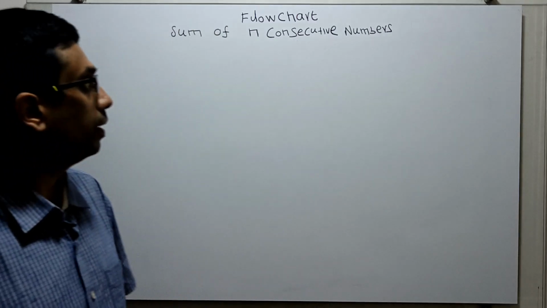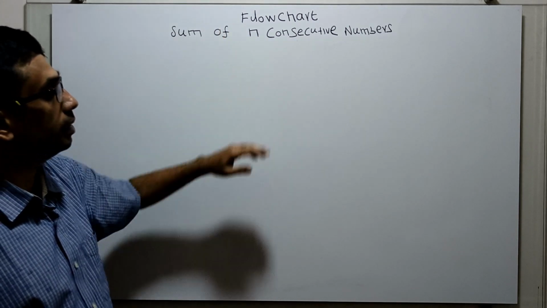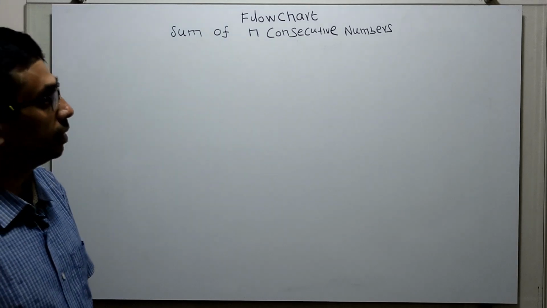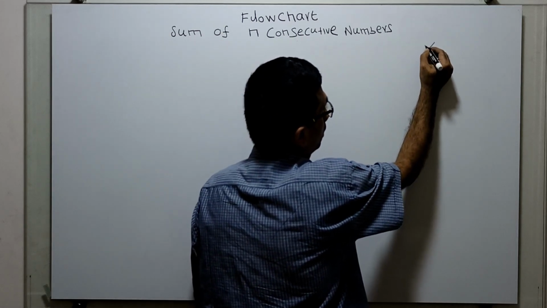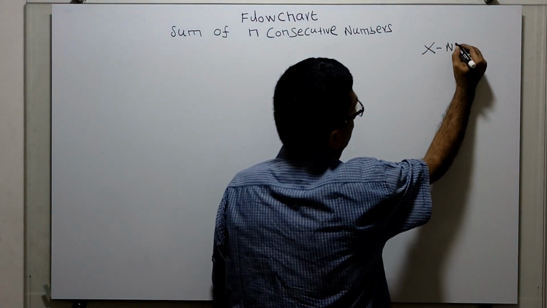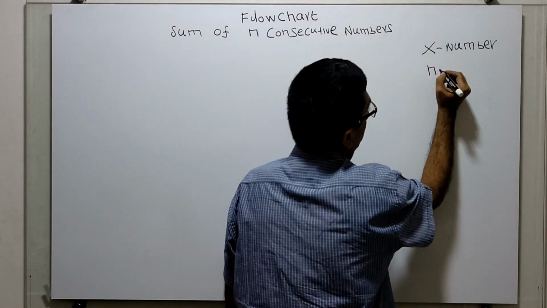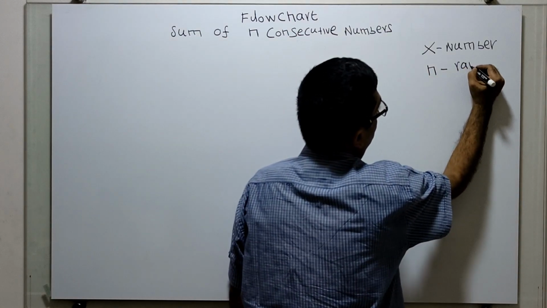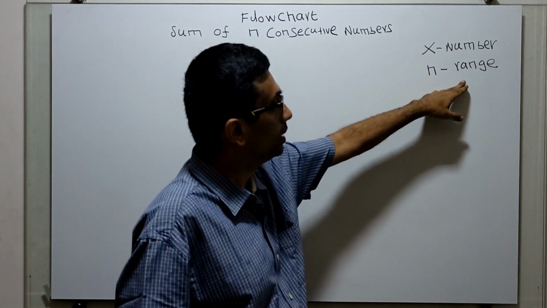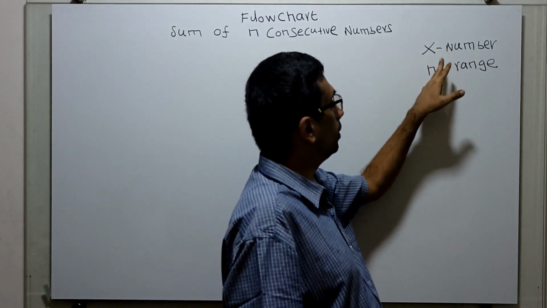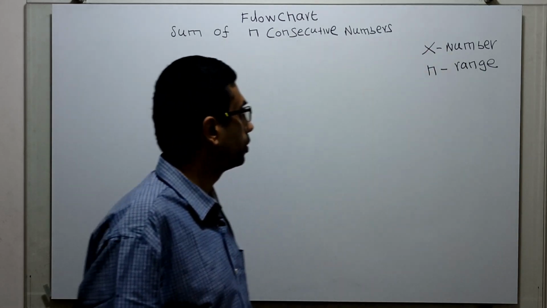Hello friends, we are going to draw a flowchart to find the sum of n consecutive numbers of a given number. For example, x is the number and n is the range. We have to find the sum of n consecutive numbers of x. For this, we will draw a flowchart.